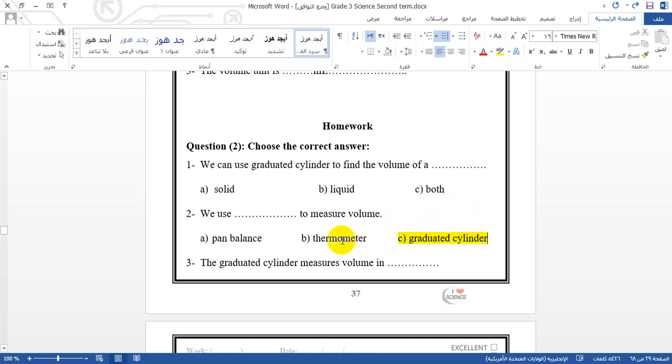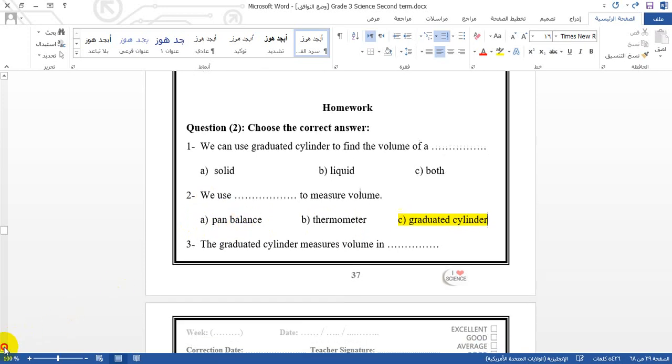But we don't use the thermometer when measuring the volume. Why? Because the thermometer is used for what, guys, exactly? For measuring the heat, the hot or cold temperature of the weather. But what about the band balance? It's used for measuring the mass of objects.